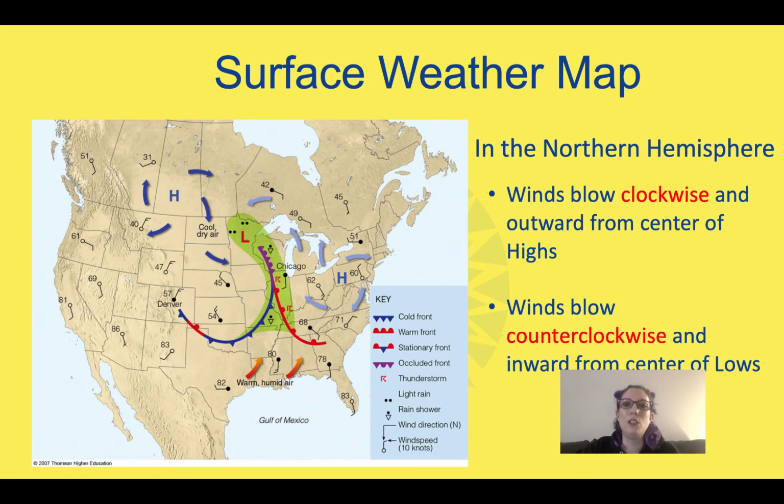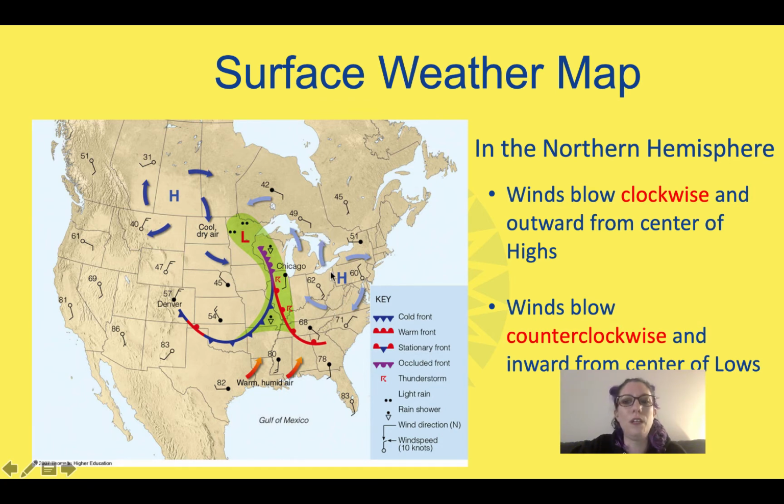All right, so here's a surface weather map. This is in the northern hemisphere. We have to make sure that we state that because it's actually opposite in the southern hemisphere. But in the northern hemisphere, winds are going to blow clockwise and outward from the center of a high. So you can see here's a high, and the winds are going clockwise, but they're also kind of going out a little bit.